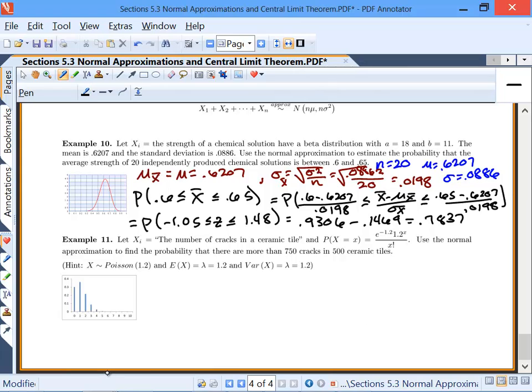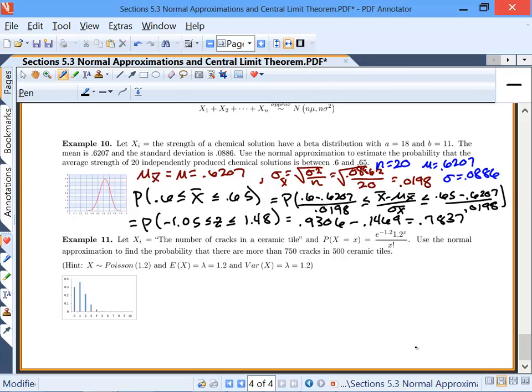Okay. So first, we didn't actually do any homework on the Poisson in this class, but if you recognize this was a Poisson distribution, that means lambda is 1.2, and we know the expected value is just lambda, so 1.2, and the variance is again lambda, which gives me 1.2. Because before I can use this normal distribution, I need to know the old means and variances. Okay. Now, when we use the normal approximation to find the probability that there are more than 750 cracks in 500 ceramic tiles, what does that sound to you like we're doing with all of our x values?